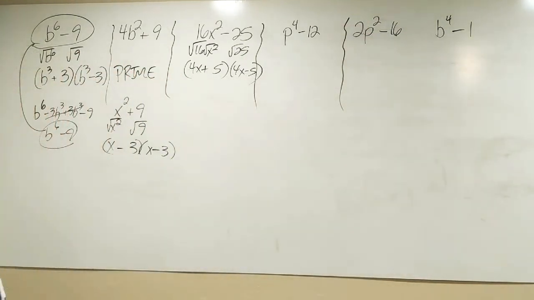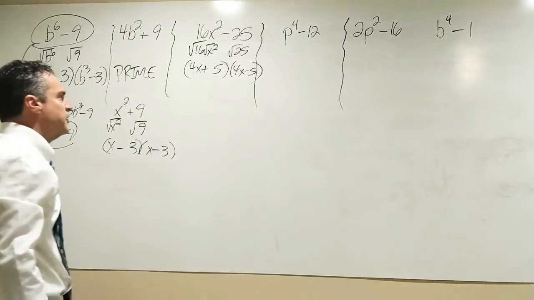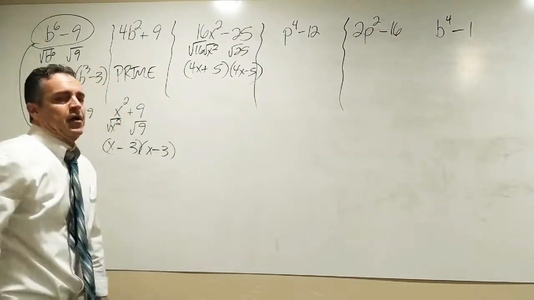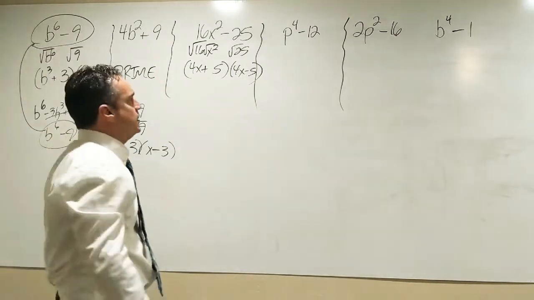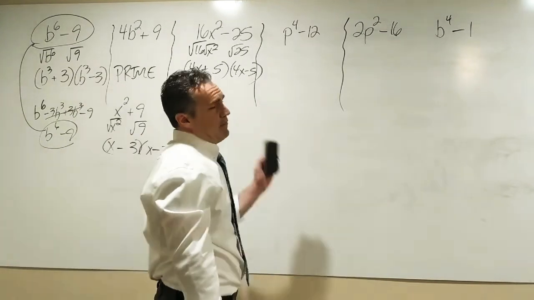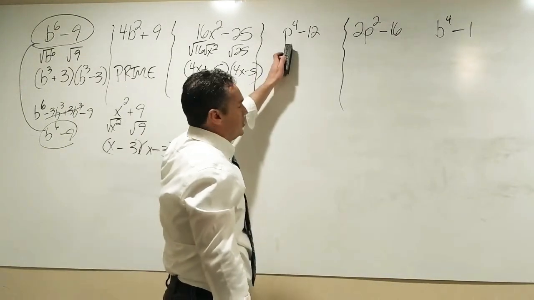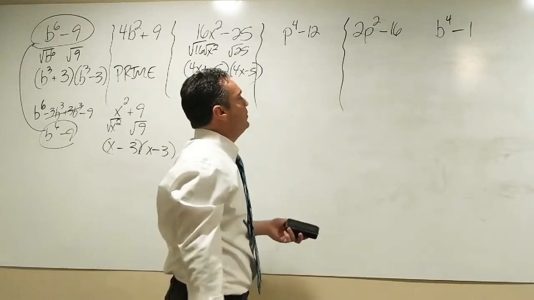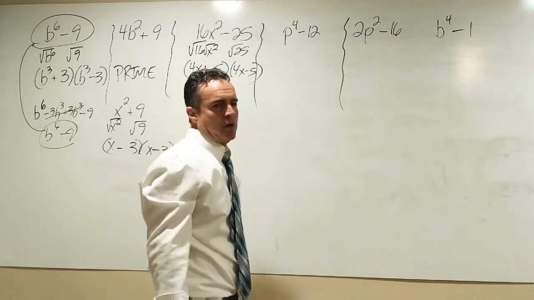P to the fourth minus 12, okay? Let's look at this problem, okay? Do you have a binomial? Yes, okay, so we can move on. Is everything a perfect square? Is p to the fourth a perfect square? Yes, it is, okay? P squared times p squared. Is 12 a perfect square?